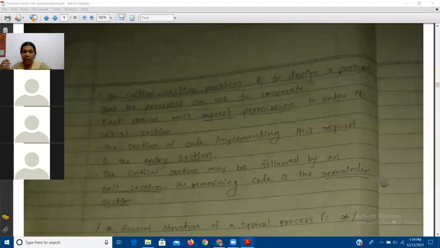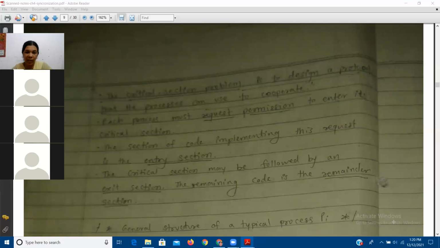And what we need to do is design the solution. The critical section problem is to design a protocol that the processes can use to cooperate. So we need to design one protocol. In the sense, protocol is nothing but again a set of instructions. So we need to set the rules and regulations in such a manner that all the processes will cooperate with each other and they will finally utilize the resource properly.